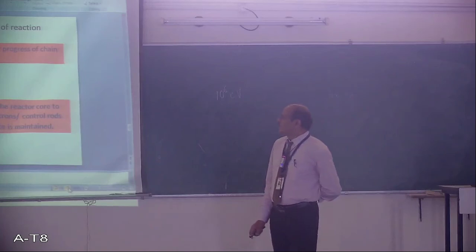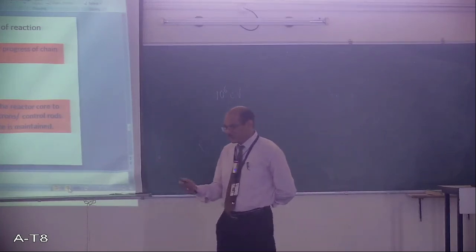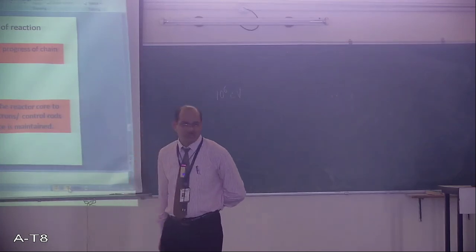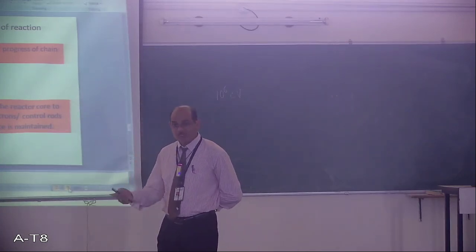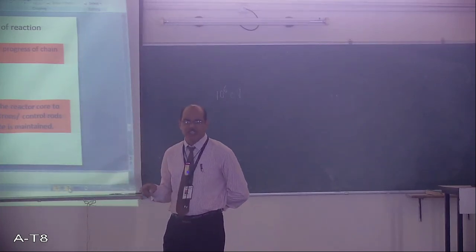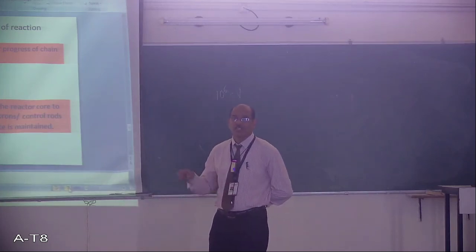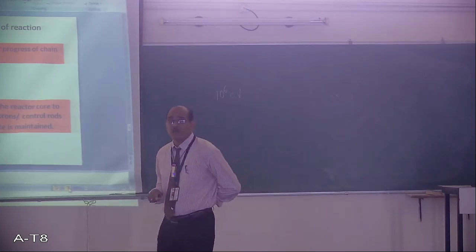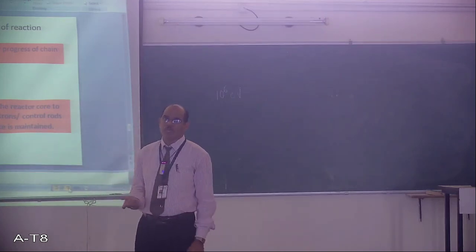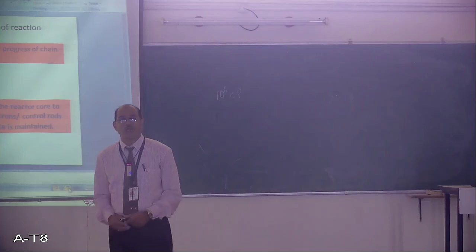So since neutrons are responsible for the progress of the chain reaction, because continuous generation of neutrons induces the fission process, and because of the continuous increase in the fission chain reaction, the rate of the reaction increases suddenly. So we have to reduce it. It means we have to absorb the excess neutrons. So how can we do it?